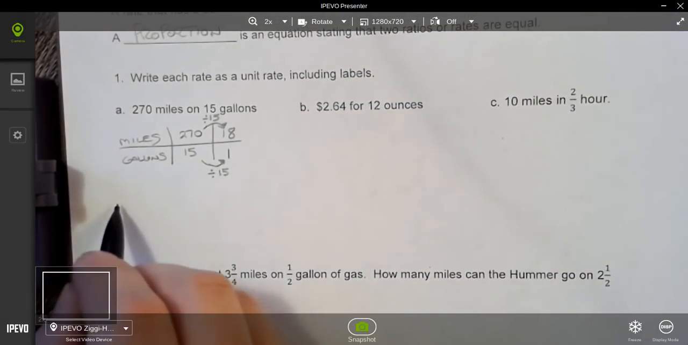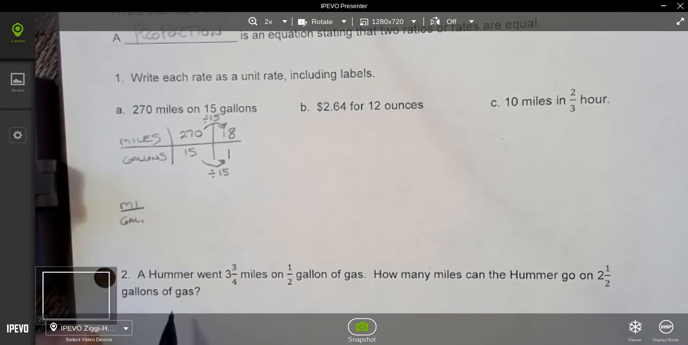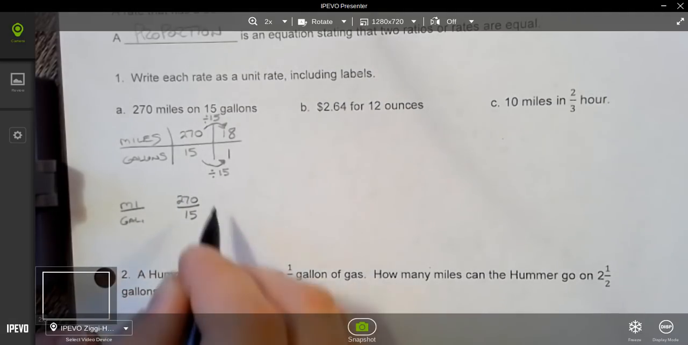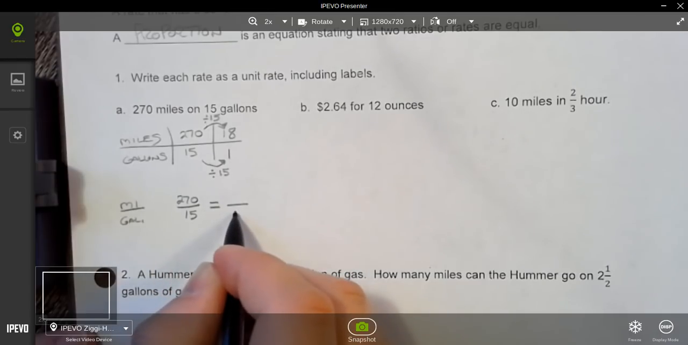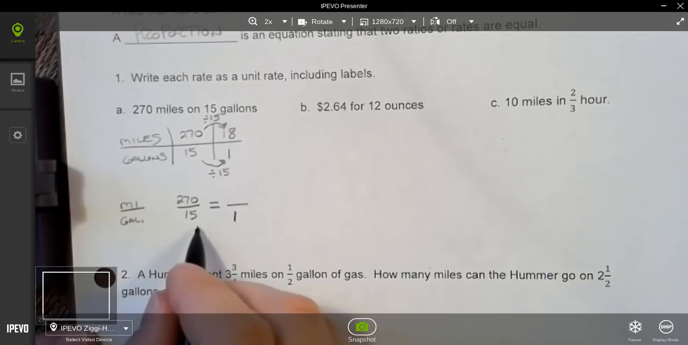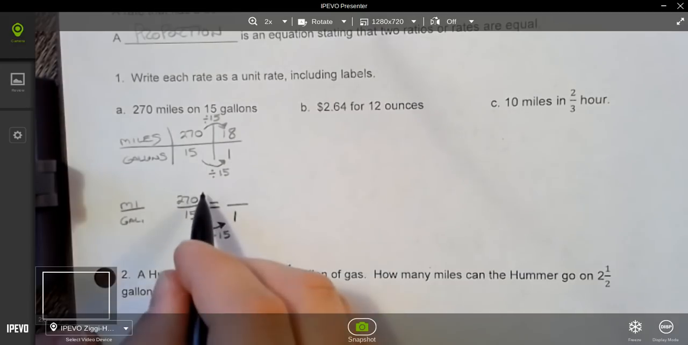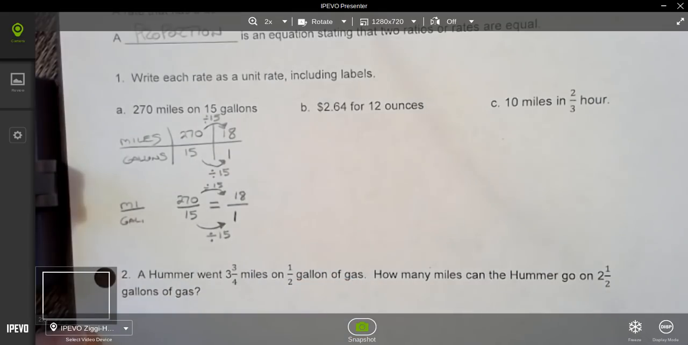What we could do again is miles to gallons, and we're going to set up some rates this time. We knew it was 270 miles on 15 gallons, and that's going to be set equal to, well, something out of 1 gallon. And again, we're just going to show mathematically what we did here. We divided our 15 gallons by 15. And if we did that in our denominator, we'll do the same thing in our numerator, 270 divided by 15. And that gets us to our 18.